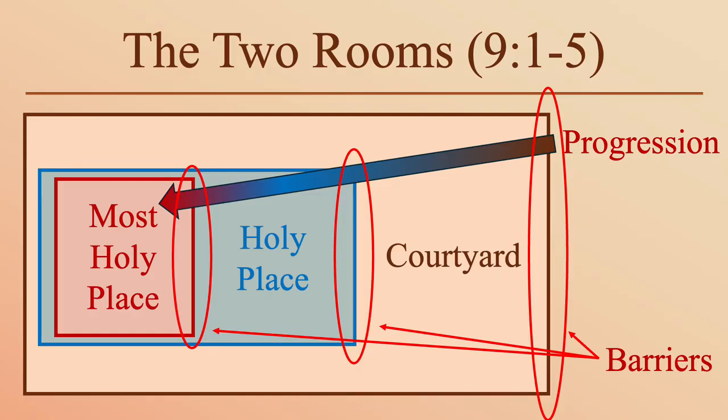These preparations having thus been made, meaning the tabernacle having thus been constructed, the priests go regularly into the first section, performing their ritual duties. But into the second, only the high priest goes, and he but once a year, and not without taking blood, which he offers for himself and for the unintentional sins of the people.